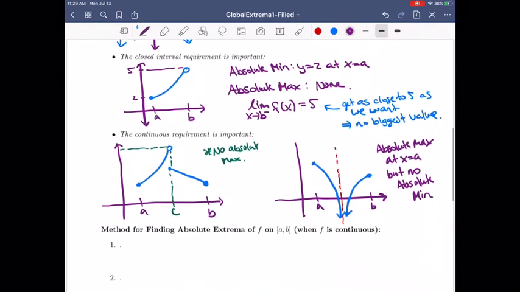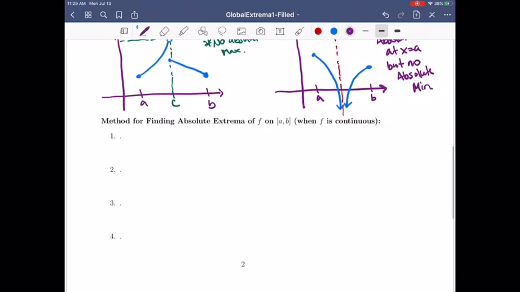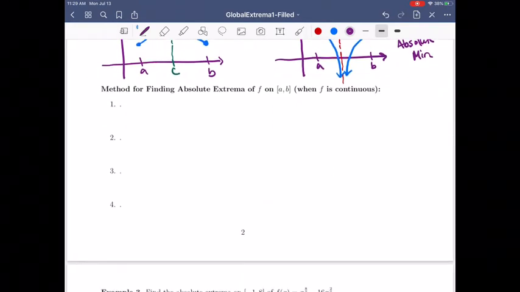So when you do meet those conditions, then it's easy to find the extrema because you know that they exist. We know they're going to occur at critical numbers or at the endpoints of your interval. So this is how we're going to find the absolute extrema on a closed interval when our function's continuous on that interval. The first thing we do is we find the critical numbers.